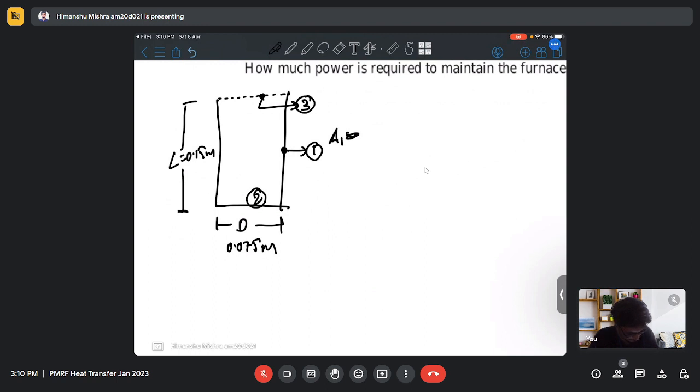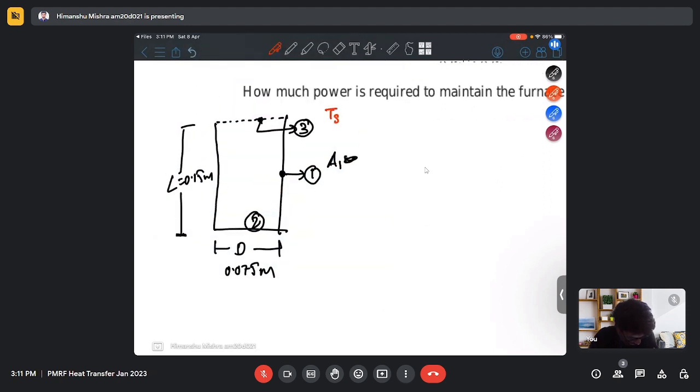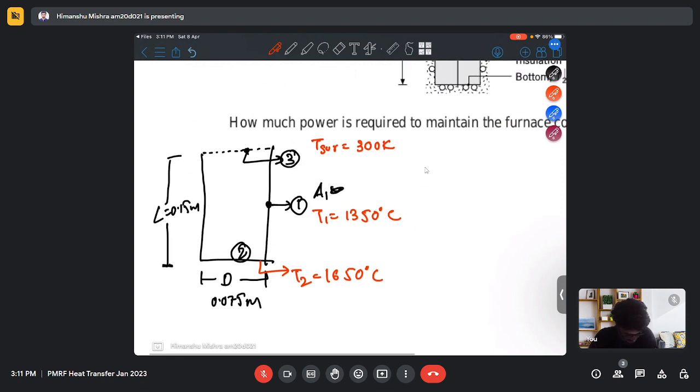So we have a surrounding temperature of 300 Kelvin, and T1 is 1350 degrees Celsius, and the temperature T2 is 1650 degrees Celsius. And there will be heat transfer from the walls of this furnace, because these are electrically heated, to the surroundings.